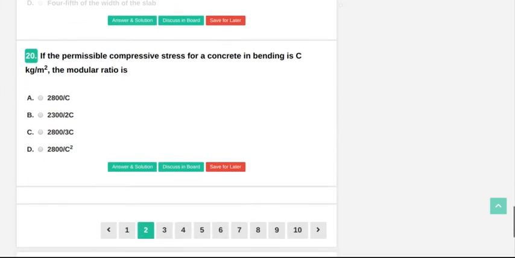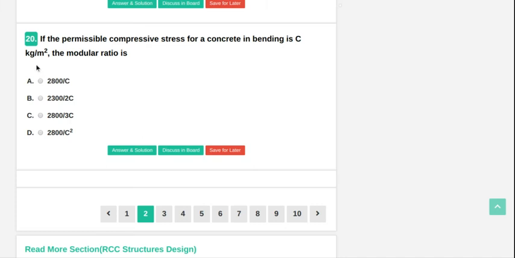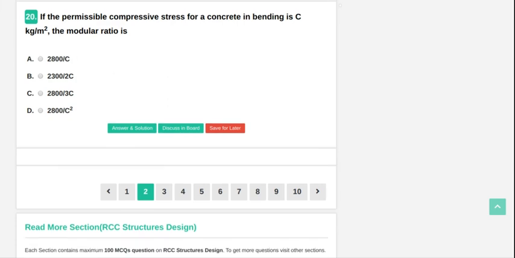If the permissible compressive stress for concrete in bending is sigma cbc in kg per cm square, the modular ratio is 280 by 3 sigma cbc when sigma cbc is given in Newton per mm square. Here it is kg per cm square divided by 10 is Newton per mm square. So 280 by 3 sigma cbc divided by 10 equals 2800 divided by 3 sigma cbc.